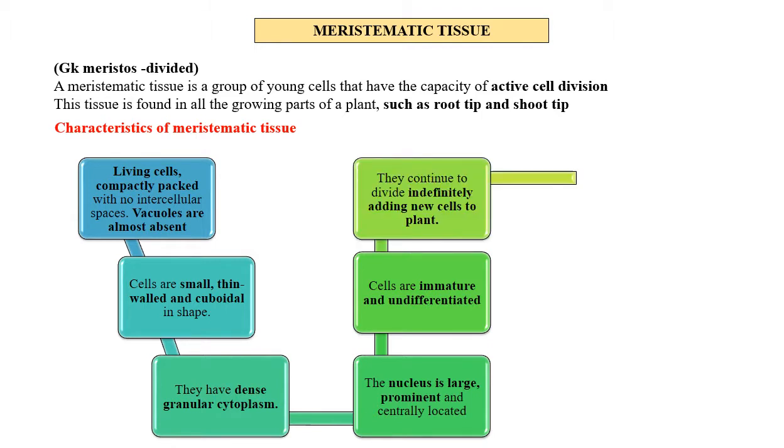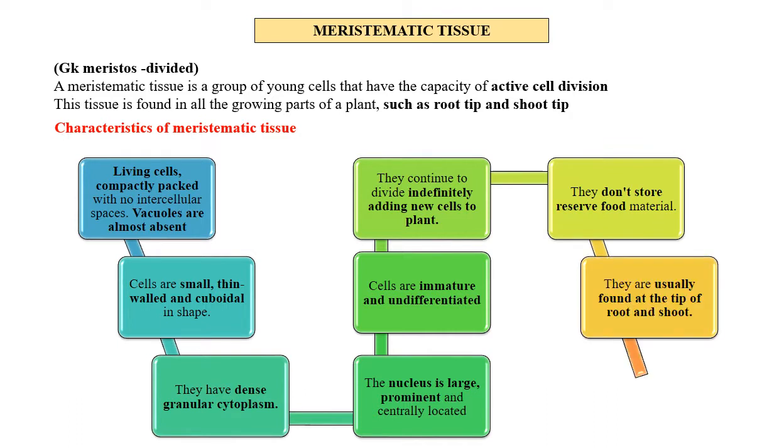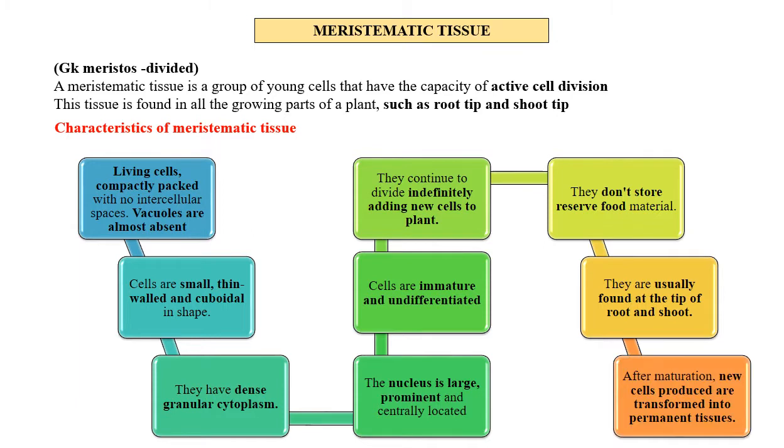They continue to divide indefinitely, adding new cells to the plant. They don't store reserve food material. They are usually found at the tip of the root and shoot. After maturation, new cells produced are transformed into permanent tissues.